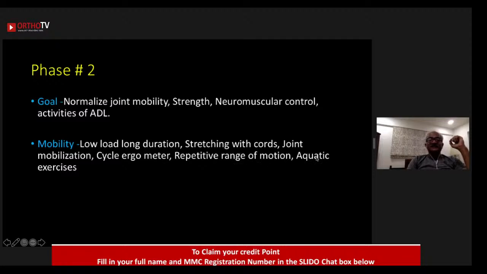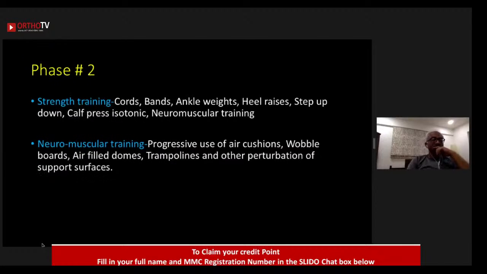Aquatic exercises are suggested by some people, but we do not have a facility for aquatic exercises at our place. Strength training can be done with cords, bands, ankle weights, heel raises, step ups and step downs, calf press, isotonic exercises, and again neuromuscular training.